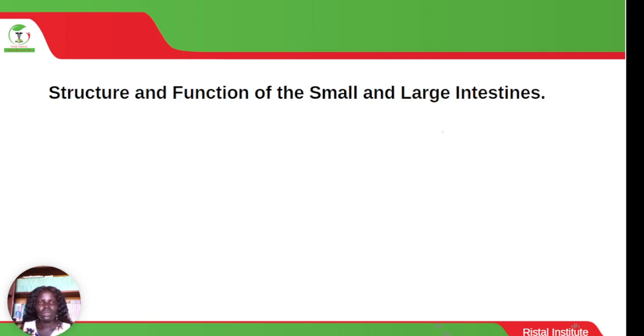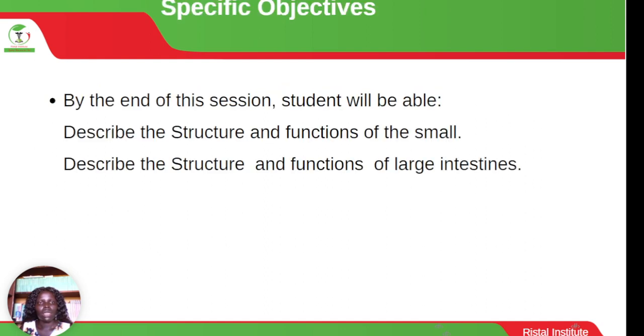Structure and function of the small and the large intestines. The specific objectives we are looking at: by the end of this session, students will be able to describe the structure and functions of the small intestine, then describe the structure and functions of the large intestine.